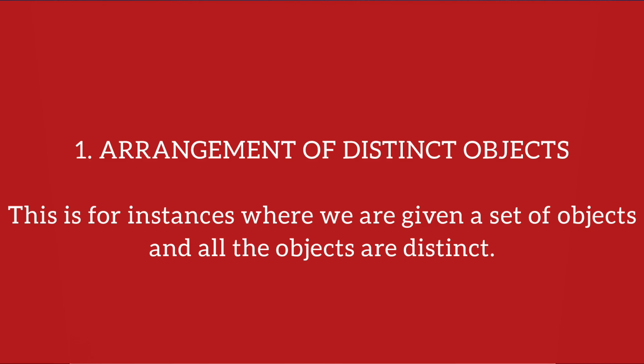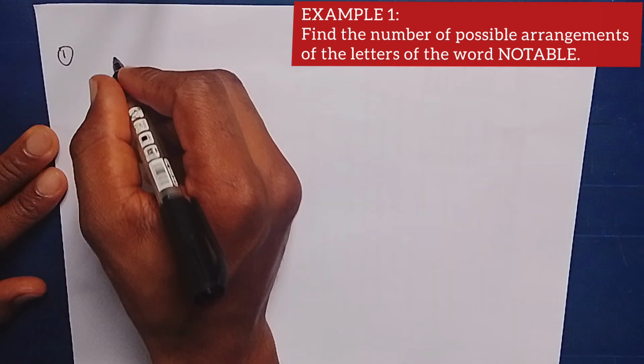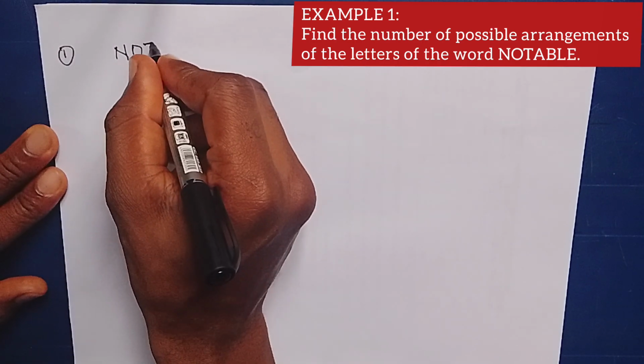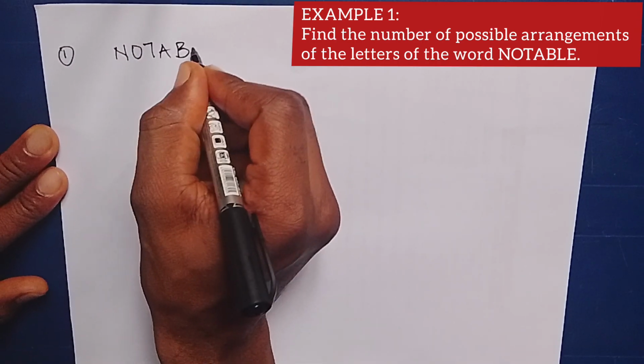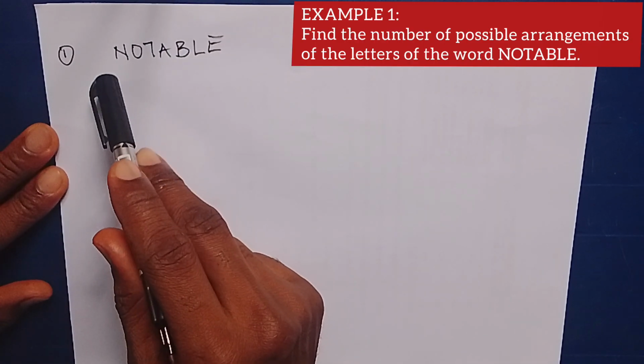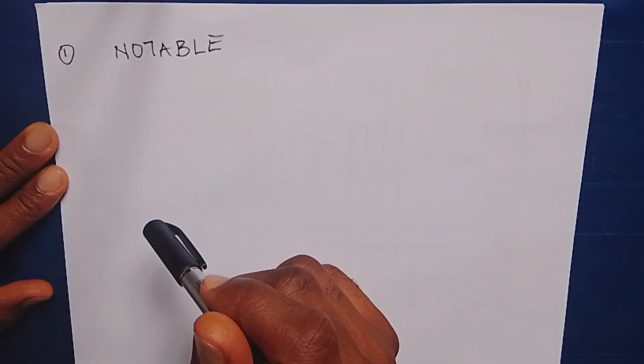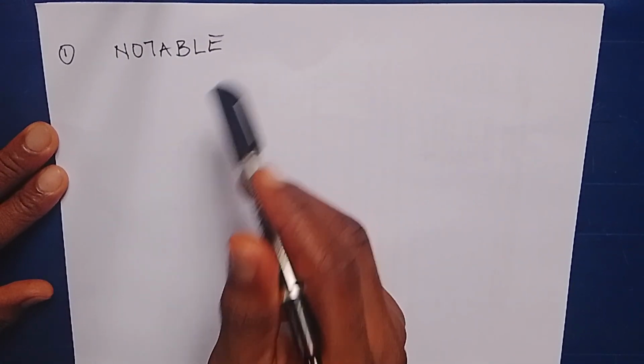This is for instances where we are given a set of objects where all the objects listed are distinct. Now let's try some examples. Example number 1. We are asked to find the number of possible arrangements of the letters of the word notable. Now if you look at the word notable, you find out that all the letters, that's the objects listed here, are distinct. There's no letter repeated. So this is a case of distinct objects.